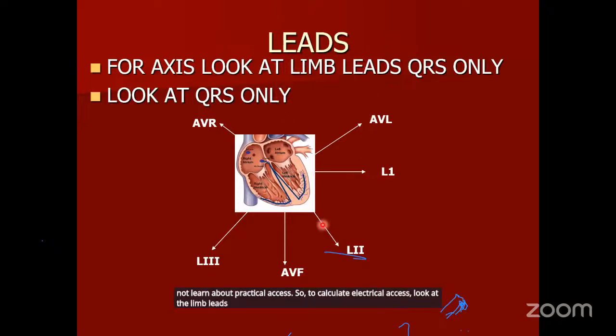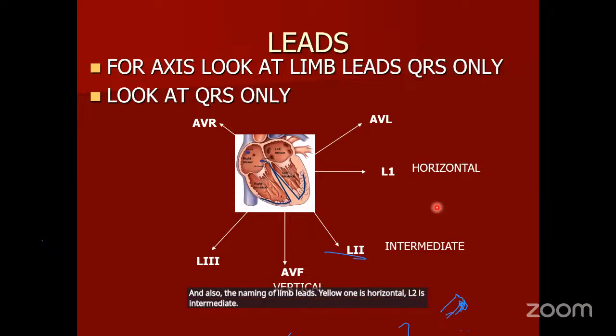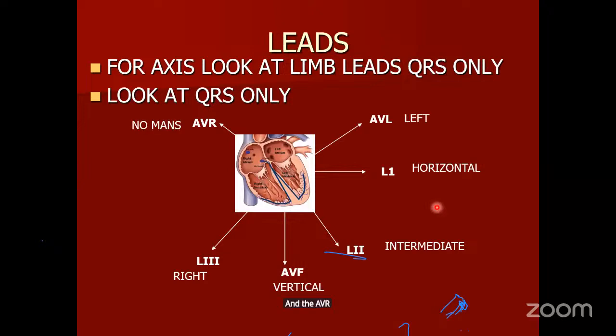I told you the 6 limb leads. I told you also the position and also the naming of limb leads. L1 is horizontal, L2 is intermediate, AVF is vertical, L3 is right, AVL is left, and AVR is no man's land. So look at limb leads only, look at the QRS only.